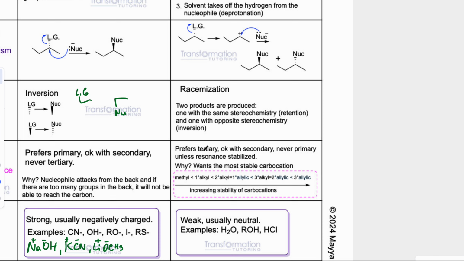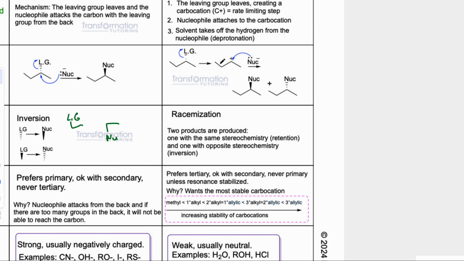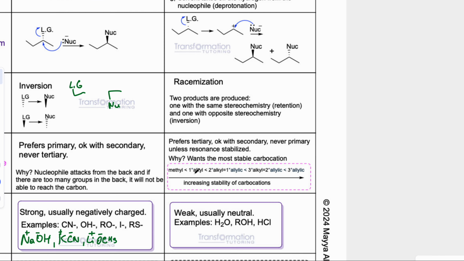SN1 prefers tertiary, so it wants the leaving group to be attached to a carbon that's attached to 3 other carbons. It's okay with secondary and never primary unless resonance stabilized. So why is that so? Because we want to make the most stable carbocation possible, and the more substituted our carbocation is, the more stable it is. So tertiary carbocation is better than secondary, which is better than primary. So SN1 prefers tertiary substrate to make a tertiary carbocation.